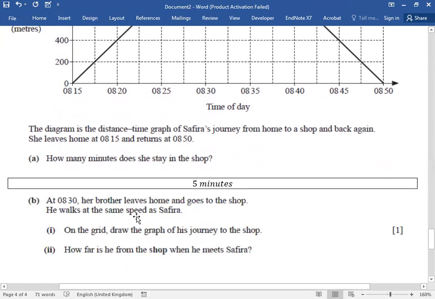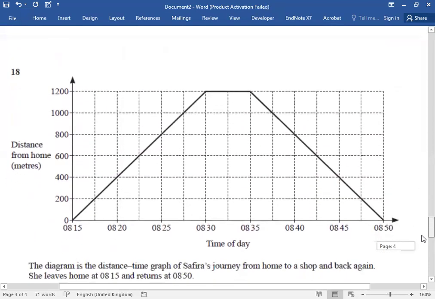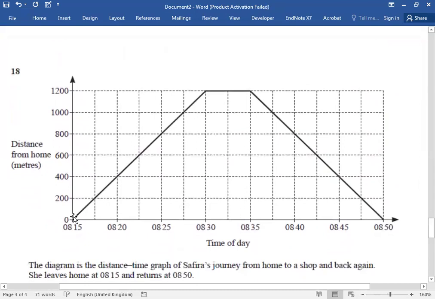At 8:30, her brother leaves home and he walks at the same speed as Safira. On the grid, draw the graph of his journey to the shop. Same speed का क्या मतलब है? Very good. Slope same. How can we see the slope? For every one box in X, there is one box in Y. That is another way of understanding slope.